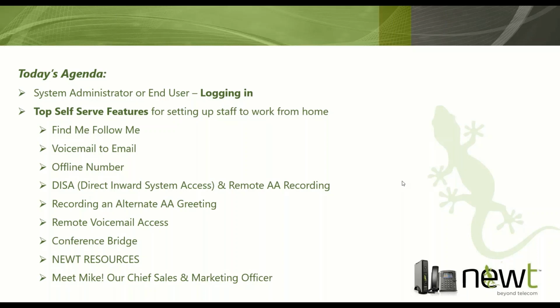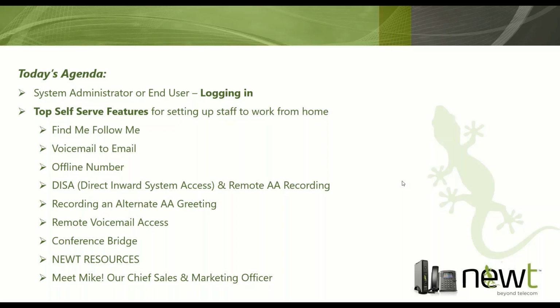Or if you are still in an essential service and you're at the office, then just reviewing how to log in. We're going to review the top self-serve features for setting up your staff to work from home as well. That's going to include Find Me, Follow Me, and sending extension calls to your cell phone, voicemail to email to be able to get your voicemail messages on your email, wherever you check that. Setting an offline number for emergency situations, and the direct inward system access feature, which we've been getting a lot of requests on, which is called DISA.